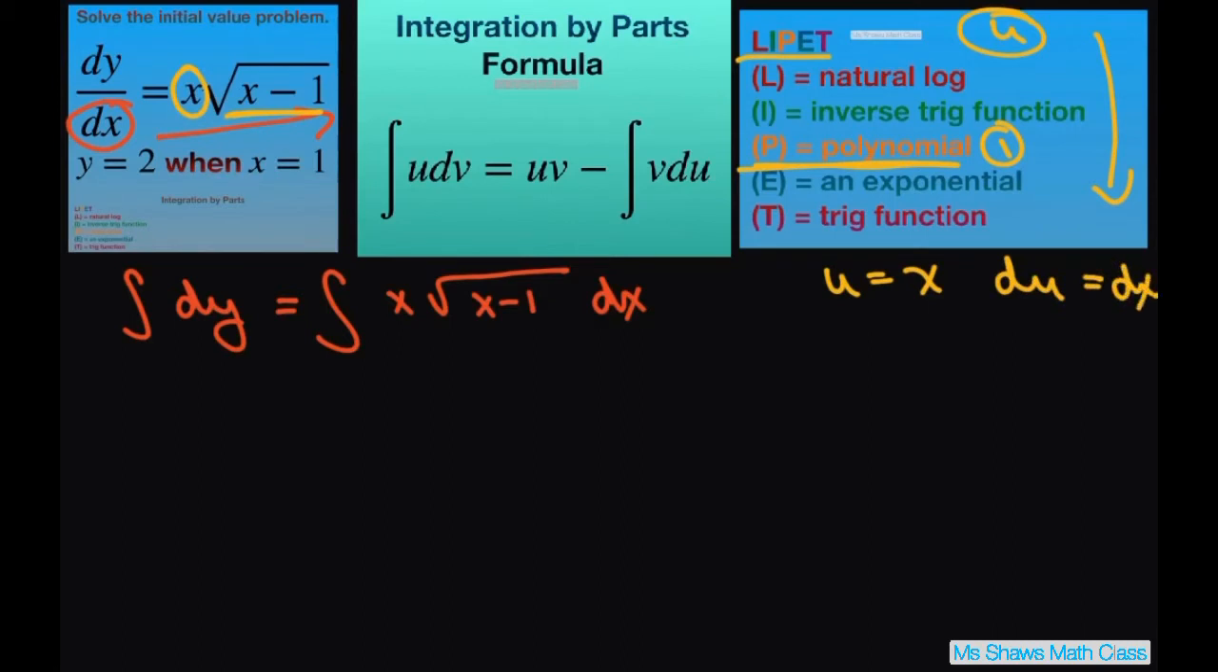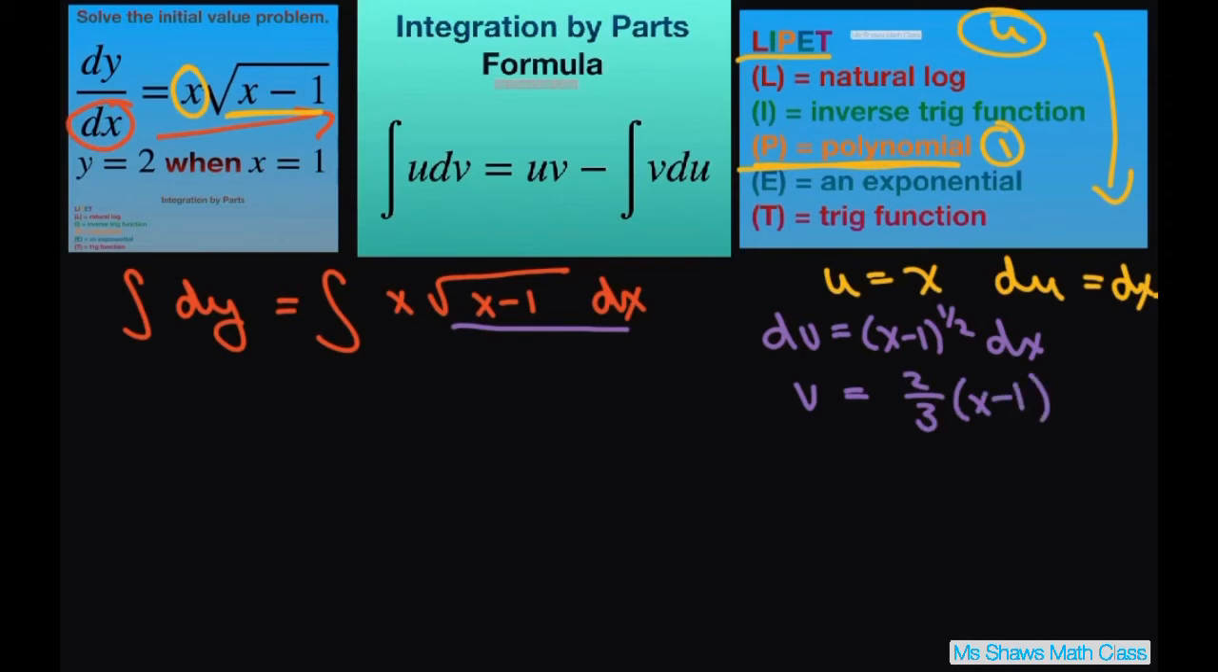Therefore, our dv is going to be this part. So dv is going to equal x minus 1 to the 1/2 power dx. That means your v is going to equal, when you integrate this, 2/3 times x minus 1 to the 3/2 power.